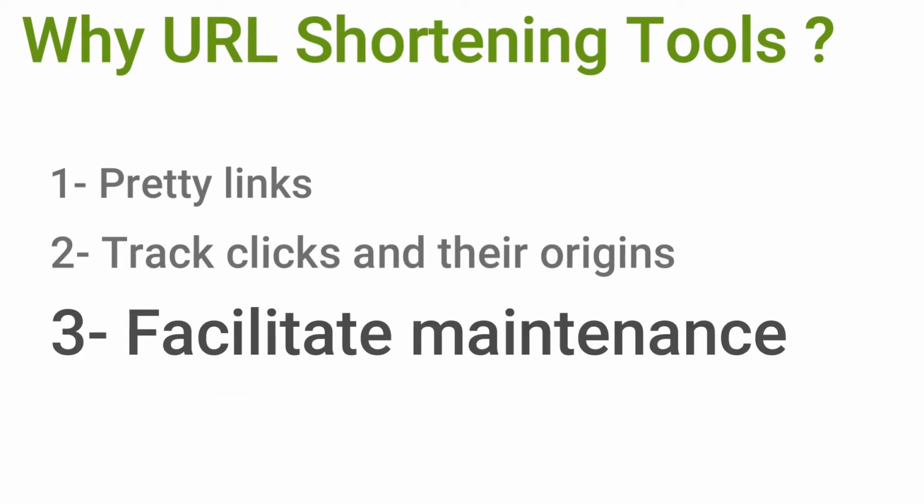The third reason is maintenance. Imagine you put your affiliate link in many places and then you want to change it. You will have to modify it one by one in all the places you paste it. However, if you use a short link, you will only make the change in one place.